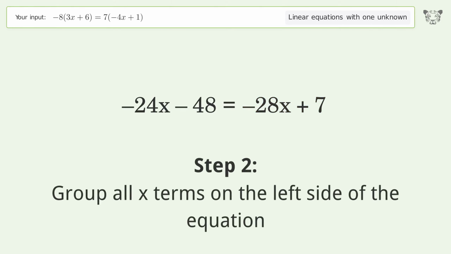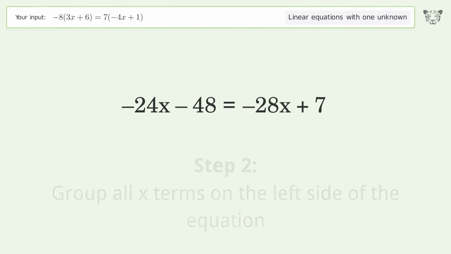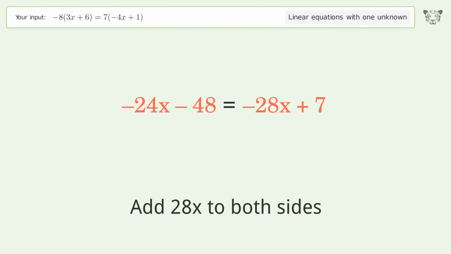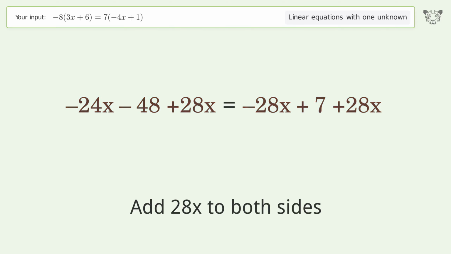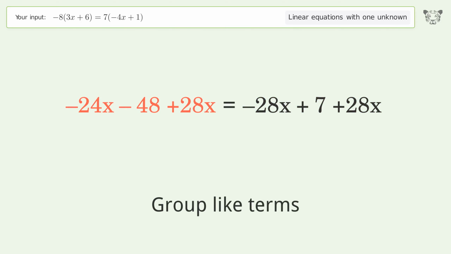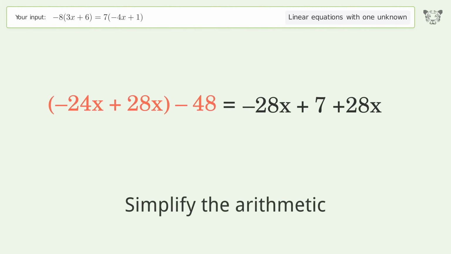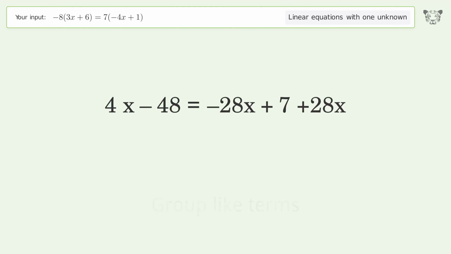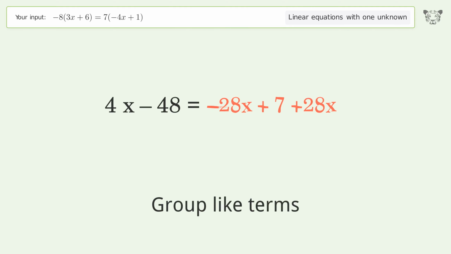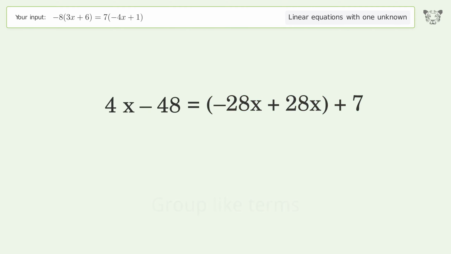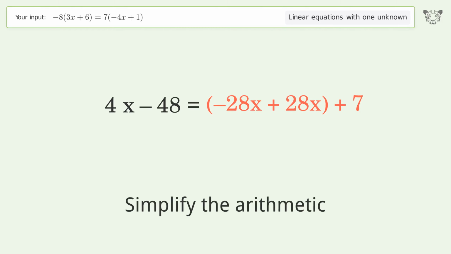Group all x terms on the left side of the equation. Add 28x to both sides. Group like terms. Simplify the arithmetic. Group like terms. Simplify the arithmetic.